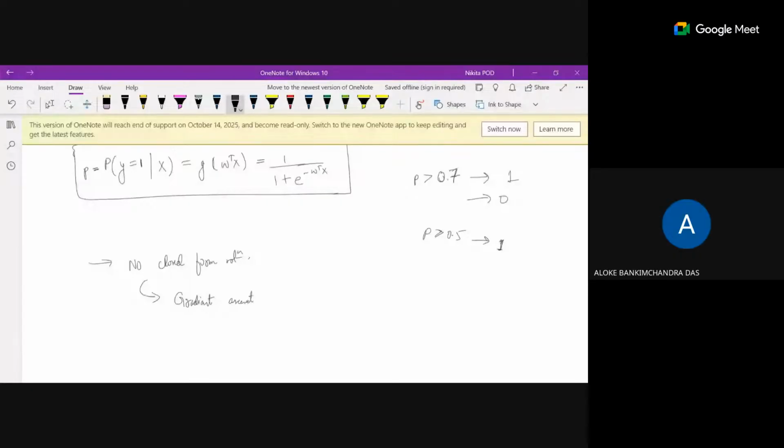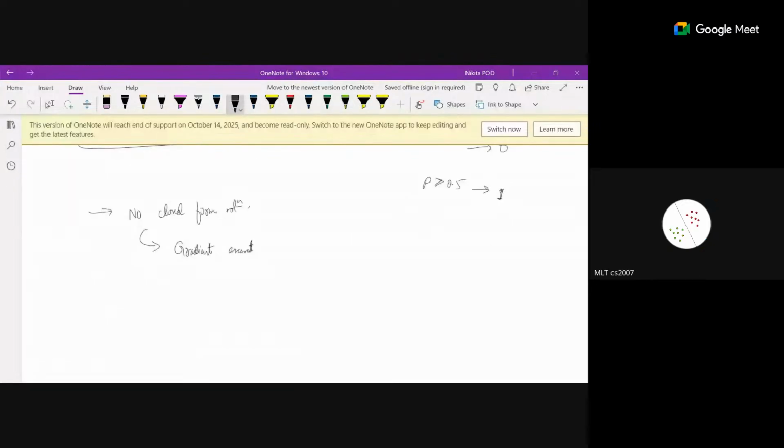What do you mean by this optimization technique? What do you mean by no closed form solution? Actually, your voice is breaking. Is it clear now? Yeah, it is some better now. It is okay. Yes, better. Yeah, tell me.